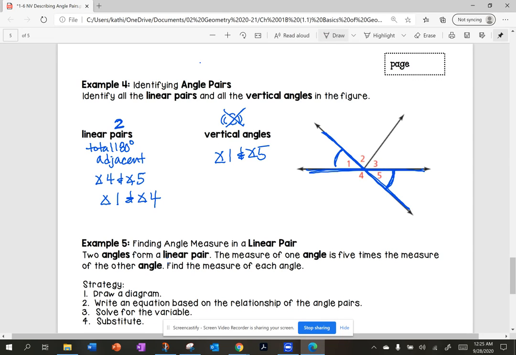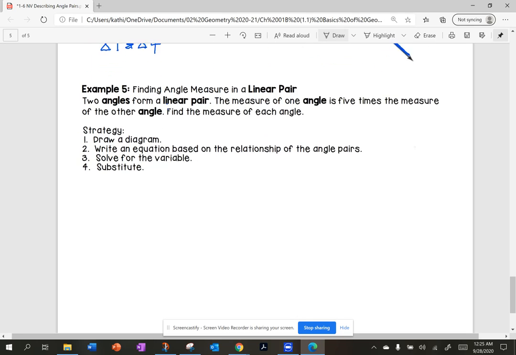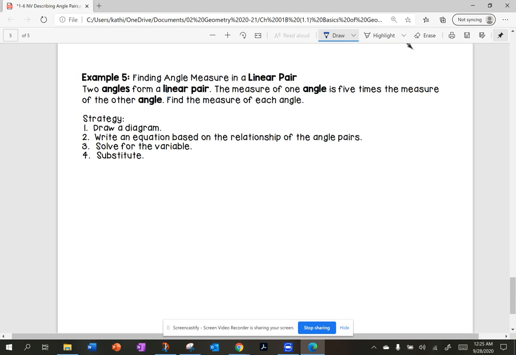Okay, one more word problem. So this is a pure word problem, no picture. Two angles form a linear pair. So I know a linear pair means they total 180. That's supplementary angles that are adjacent. The measure of one angle is 5 times the measure of the other angle. Find the measure of each angle.